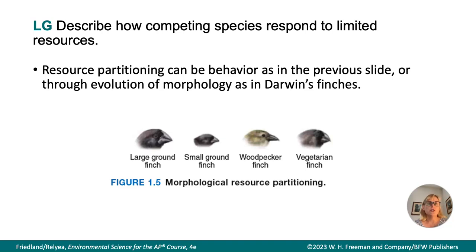So resource partitioning can be a behavior, or if you remember from biology, we have Darwin's theory of natural selection. And so over time, through small genetic mutations, you can actually have adaptations that lead you to different beak sizes, like here on the Galapagos finches. So they have different beak sizes that would eat different kinds of things.